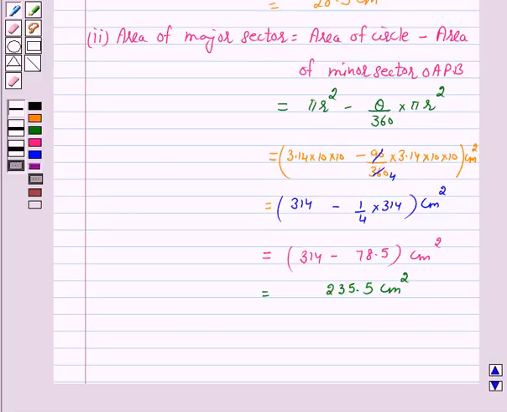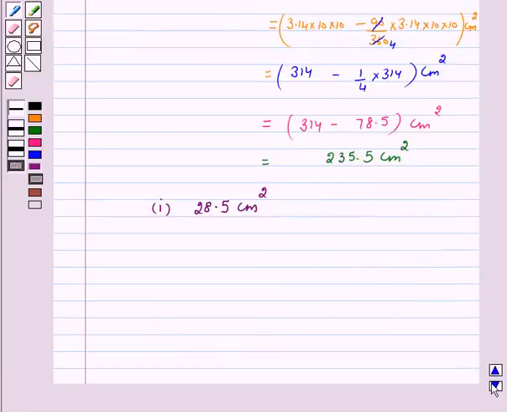Hence, the answer for part 1 is 28.5 centimeter square, and for part 2 is 235.5 centimeter square.